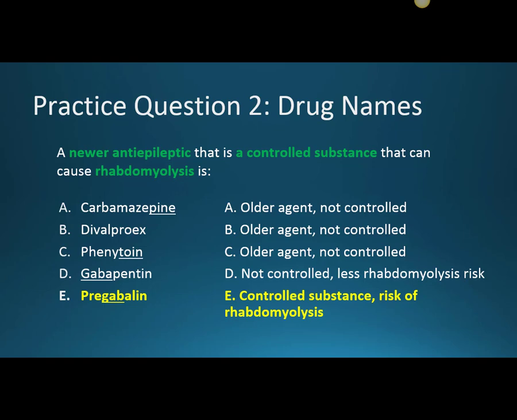A, carbamazepine, B, Divalproex, and C, Phenytoin are all incorrect because they are all older agents and they are all not controlled. Gabapentin is incorrect because even though it is a newer antiepileptic, it's not controlled and has less of a rhabdo risk. Pregabalin is correct because it is the only controlled substance, and it's controlled because of its potential risk of abuse. And then there is a risk of rhabdomyolysis, which is just the severe breakdown of muscle tissue.